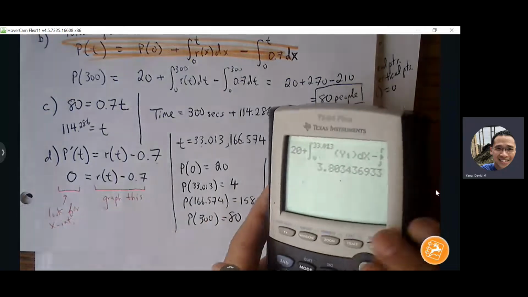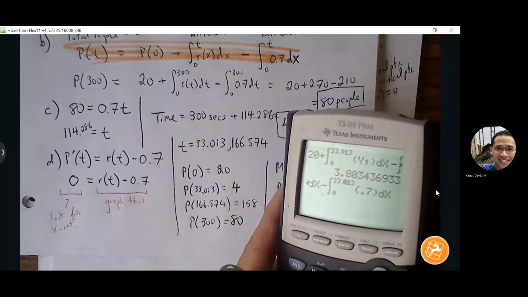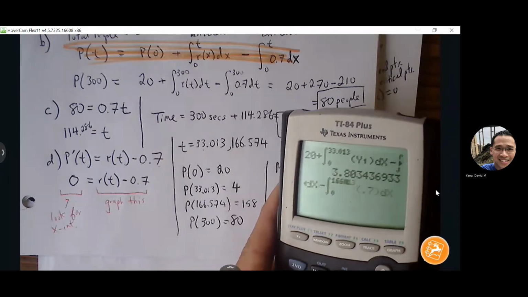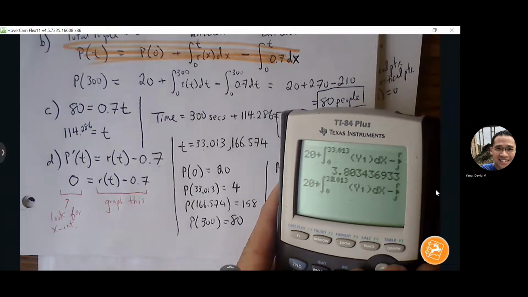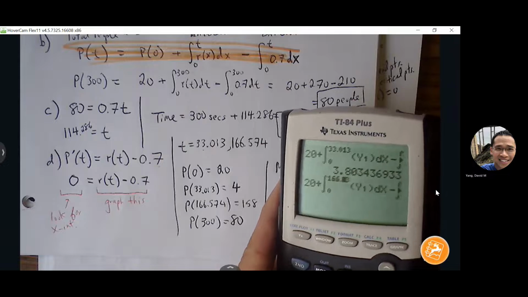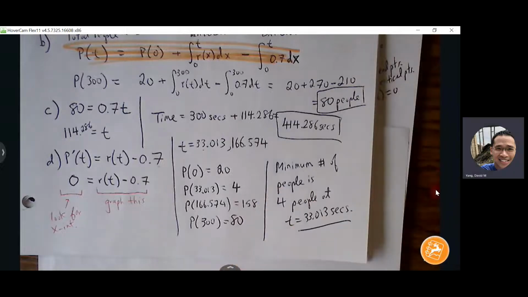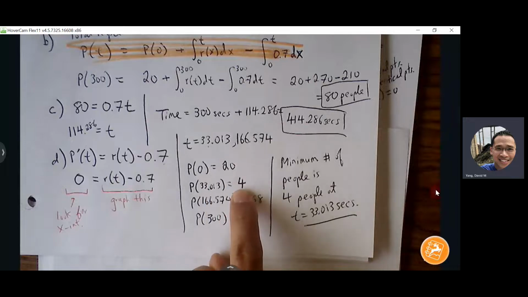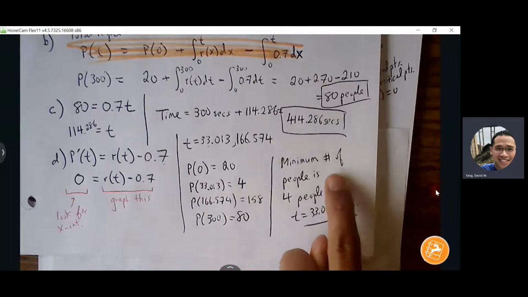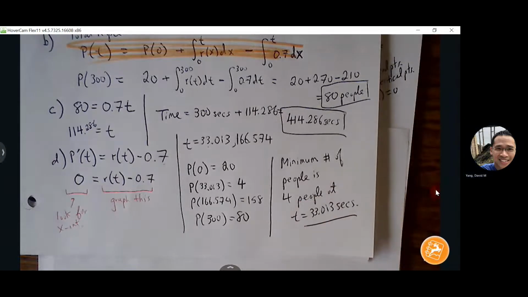And repeat the process for 166 seconds, since that's the other critical point. 158, okay. We're asking for the absolute minimum, so it has to come from one of these 4 numbers, and the lowest number that we see is 4. So minimum number of people in line is 4 people at 33 seconds.